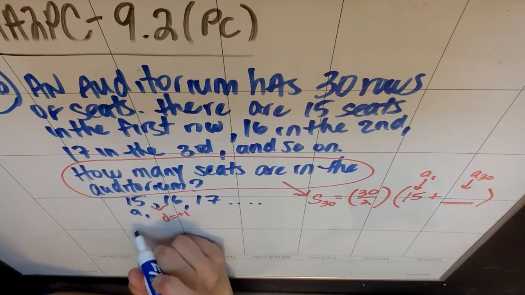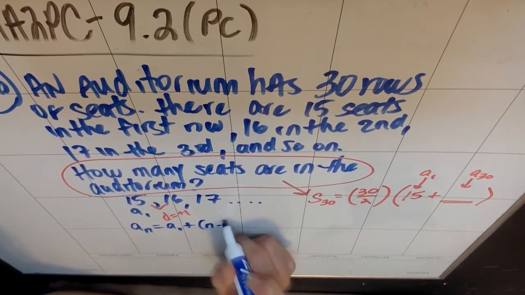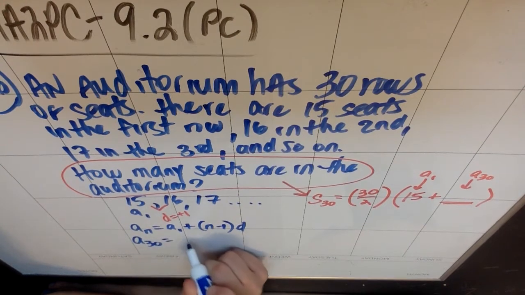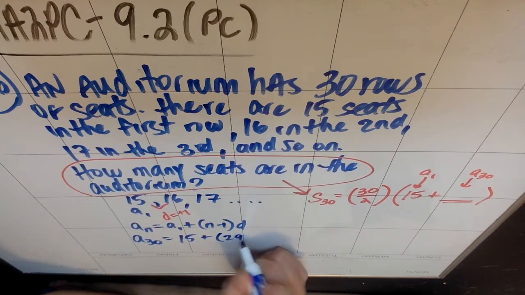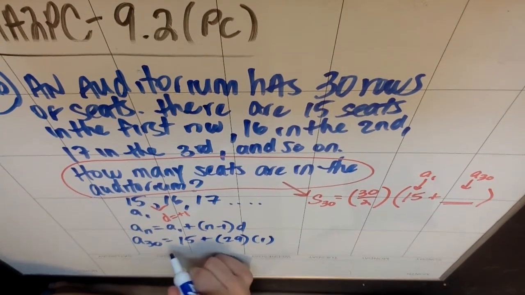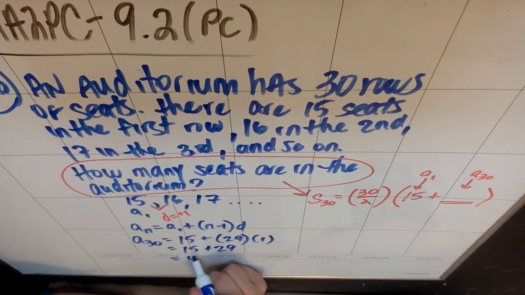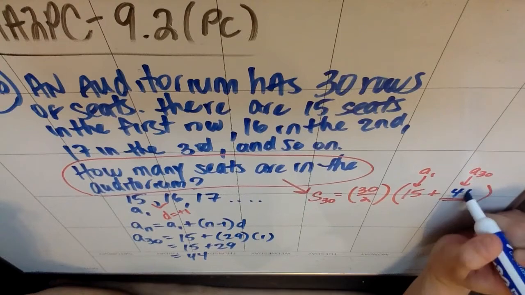So I know that a sub n should be a sub 1 plus n minus 1 times the common difference. Well, in this problem, a sub 30 is going to be a sub 1, which is 15, plus 30 minus 1, so 29, times the common difference of 1. So I want 15 plus 29, which should give me 44. So it turns out that a sub 30 is 44.